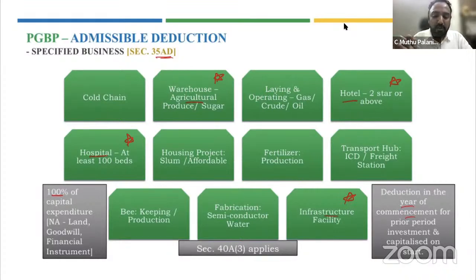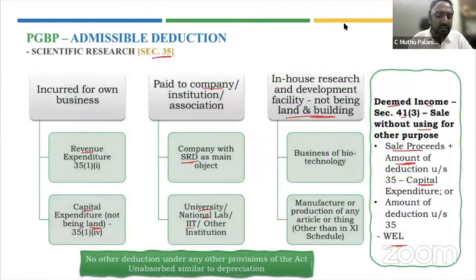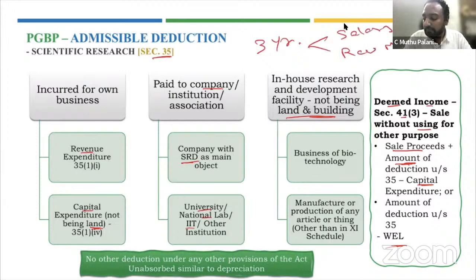When I speak about prior period expense, I will also talk a little bit about scientific research. In scientific research also, previous years' expenditure, that is preliminary expenses, can be allowed. The condition is a maximum of the last 3 years' expenditure before commencement can be allowed. Only two types of expenditure: salary and raw material.